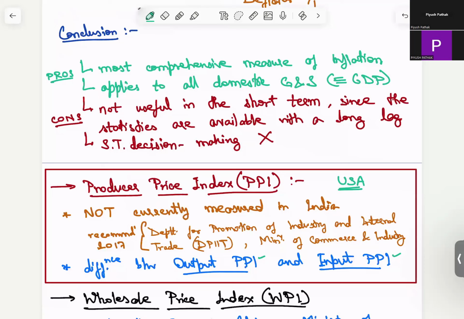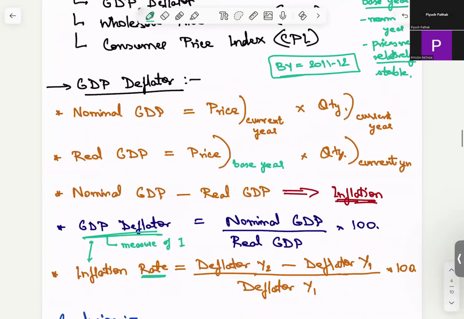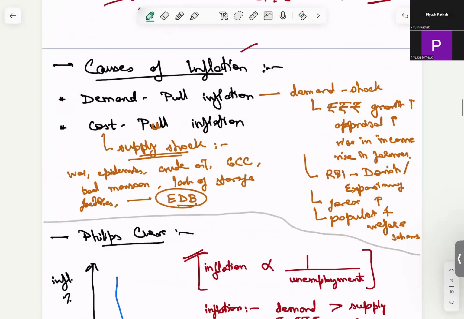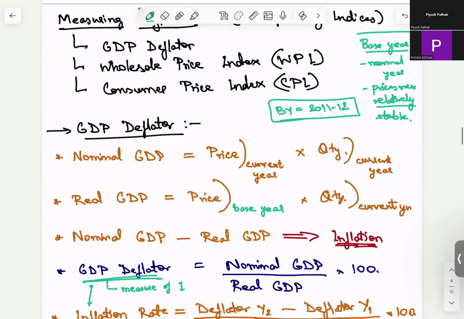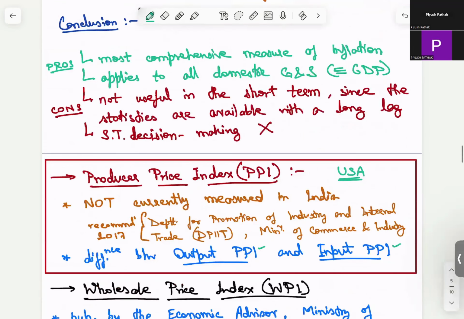The reason we have discussed it is because when we have to draw a contrast between WPI and CPI, then PPI is important as a reference. What are the advantages of it? Why do we want it in India? It is already too late that we don't have it. If the inflation is due to cost push, supply shock, crude oil, bad monsoon, lack of storage, war, epidemics, it can be detected at a very early stage and arrested right there if we have the data for PPI, because this is at the producer's level.